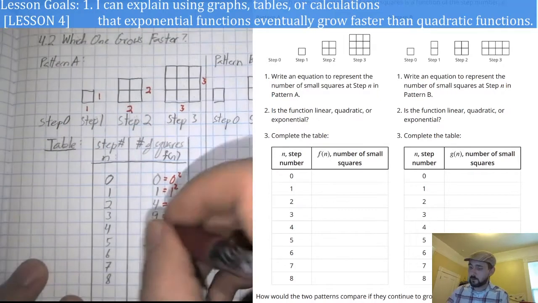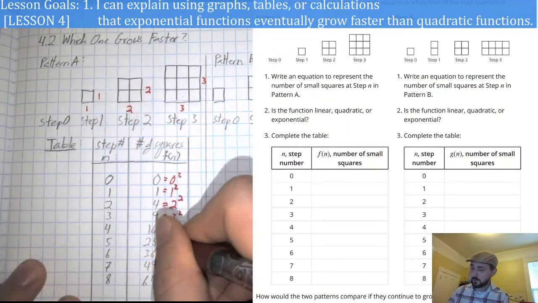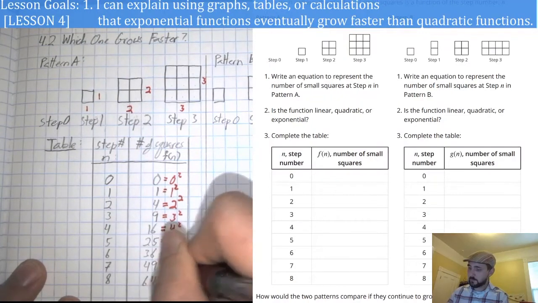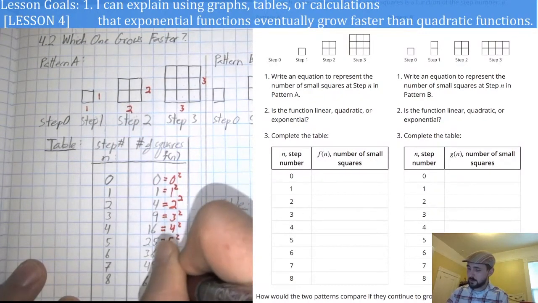No, that's not a problem. So 25, just to complete the table: 5 squared, 6 squared, 7 squared, 8 squared.